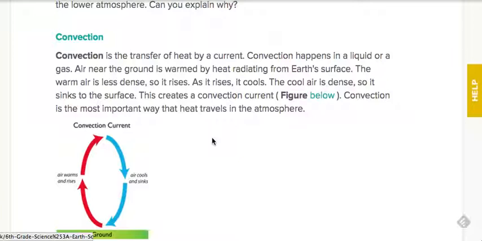Air near the ground is warmed by heat radiating from the Earth's surface. The warm air is less dense, so it rises. As it rises, it cools. The cool air is dense, so it sinks to the surface. It's a constant cycle. This creates a convection current. Convection is the most important way that heat travels in the atmosphere.